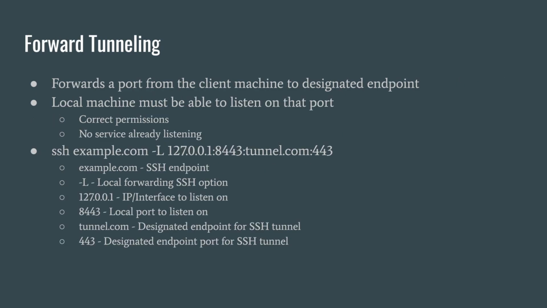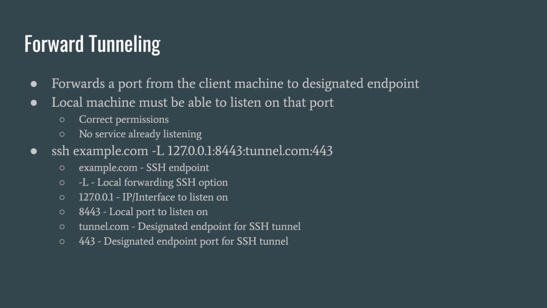Forward tunneling. So forward tunneling simply forwards a port from your client machine to the designated endpoint over the SSH connection. The local machine must be able to listen on that port, so you need to have correct permissions and also not already have a service listening.